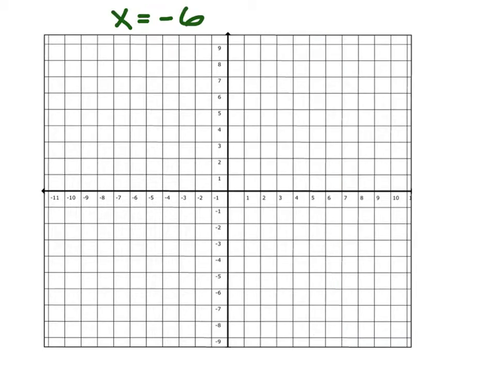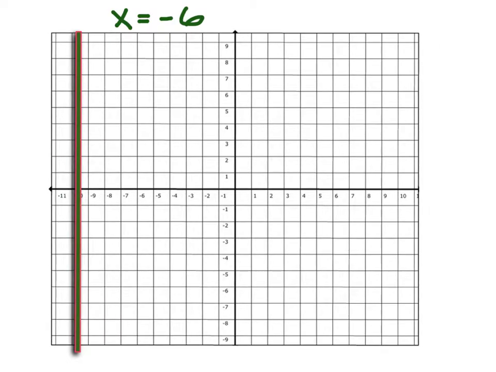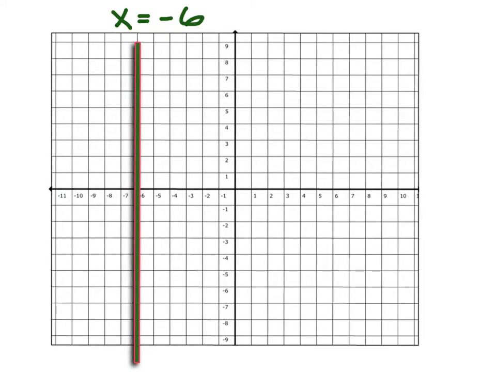Here's another x. X equals -6. It's a vertical line, and it goes through -6 on the x-axis. So that would be arrows at both ends.